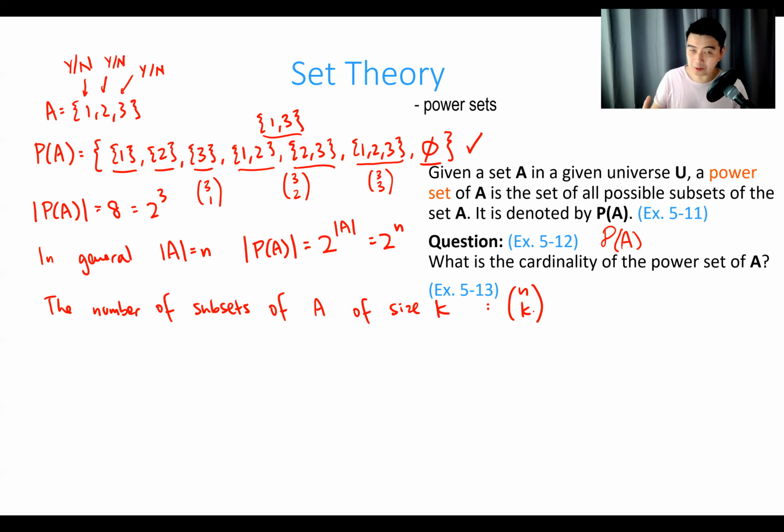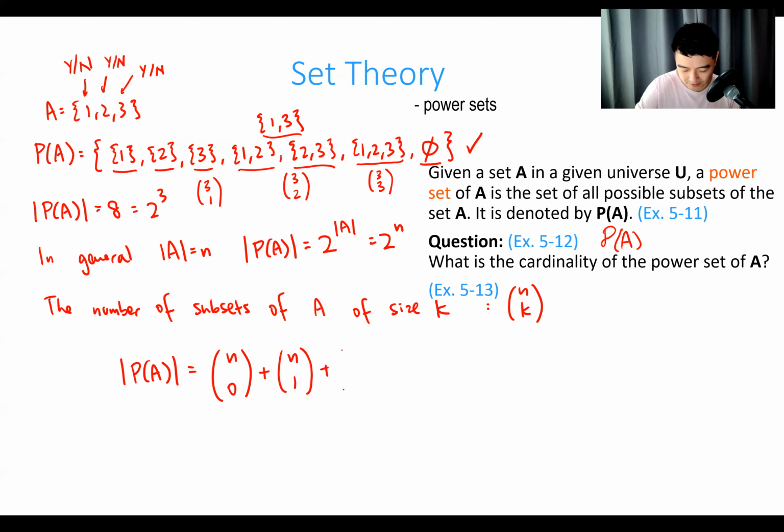All right, so how does this equation help us? Well, remember before we said that if I wanted the total number of subsets, so the P of A, the power set of A, I can say that n choose 0. So how many subsets have size 0? How many subsets have size 1? How many subsets have size 2? All the way up to how many subsets have size n?